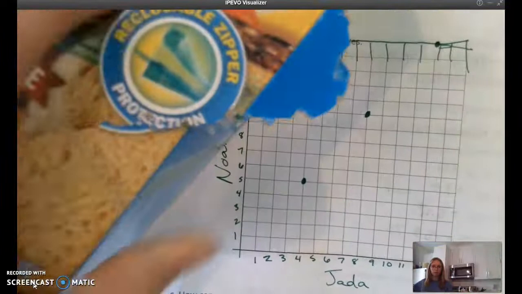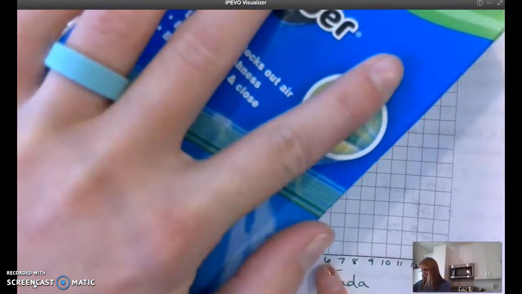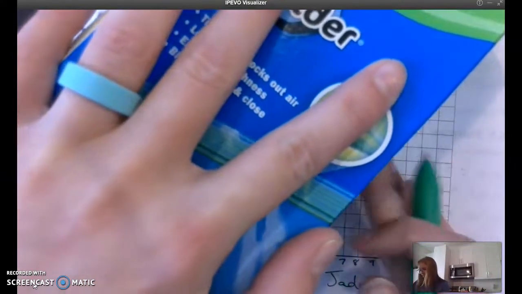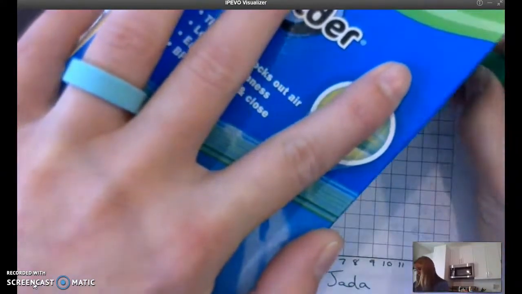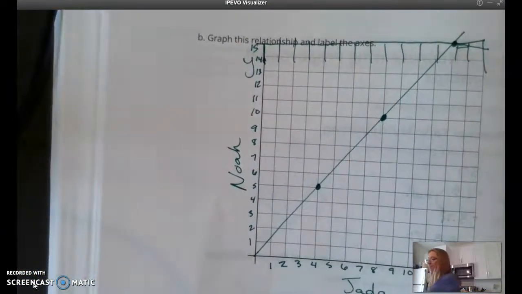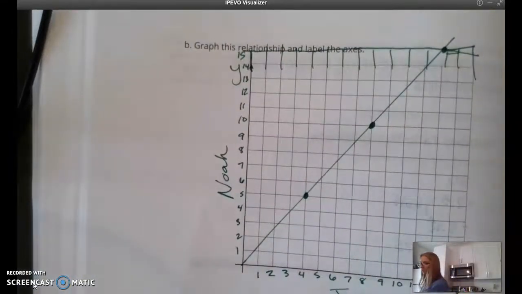There we go. So now what we need to do is graph our line. I don't have a straight edge, so I'm using a Ziploc bag box. So when you're at home, literally just use anything straight. So when I tell you guys in class, just use something straight, even if you don't have a ruler, that's what I do. Alright, so there is our relationship.